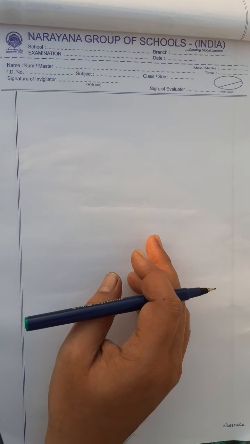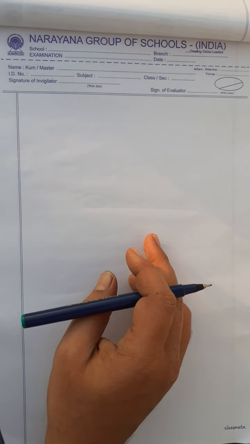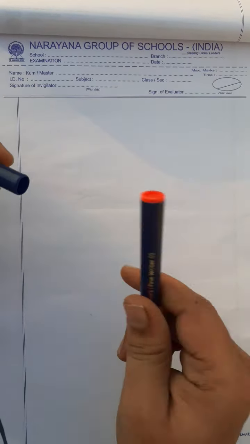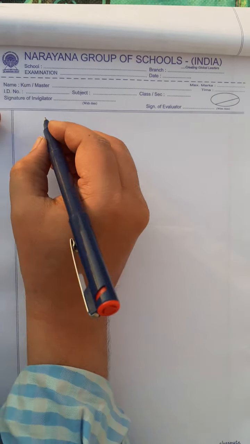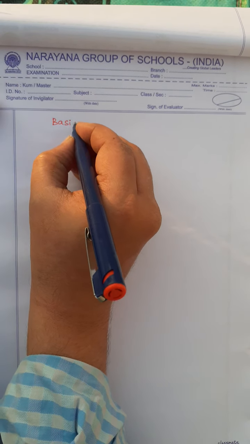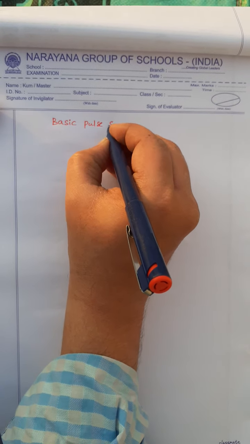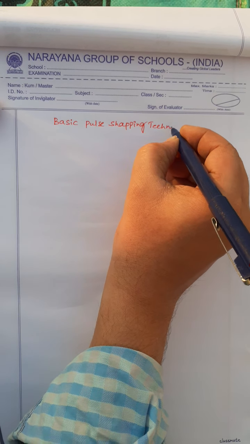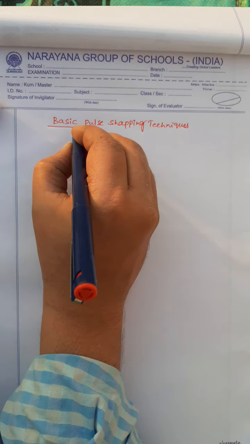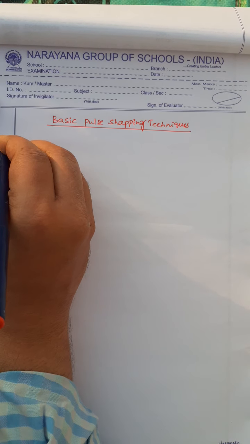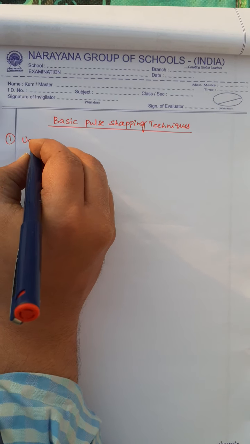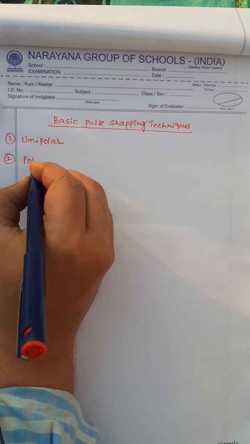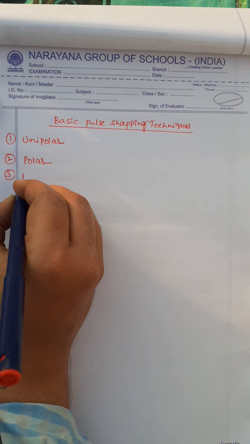Now the basic pulse shaping techniques. There are three types of basic pulse shaping techniques. One is unipolar, second one is polar, third one is bipolar.